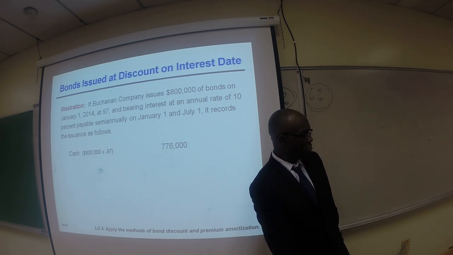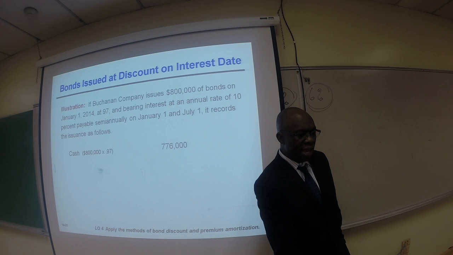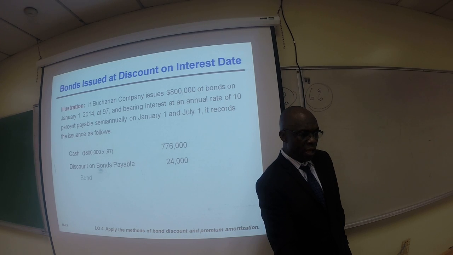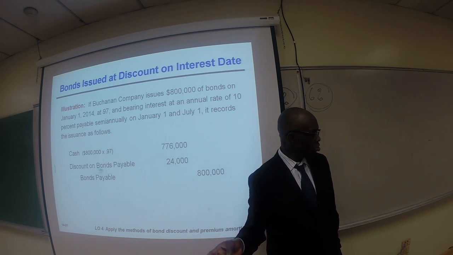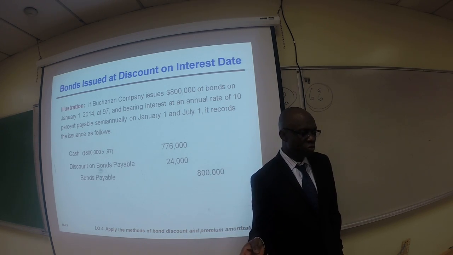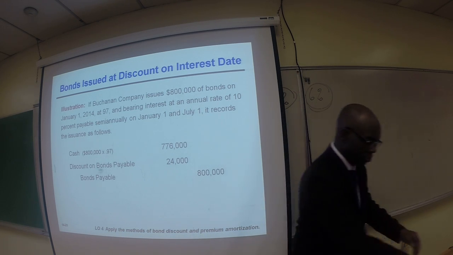So moving along, 97% of 800,000 will give you 776,000. The bonds payable is 800,000. So the difference of 24,000 is discount on bonds payable.